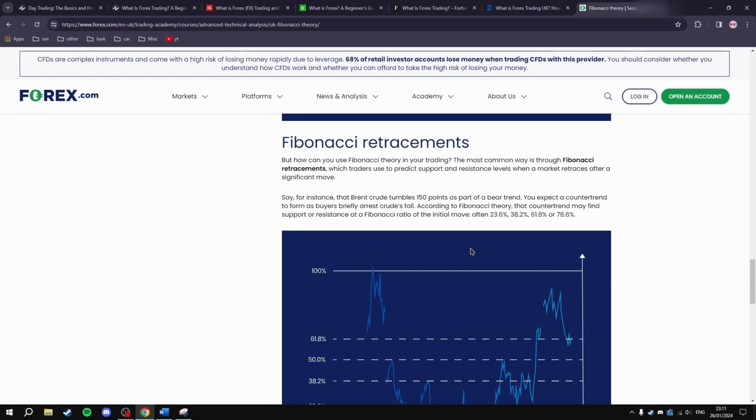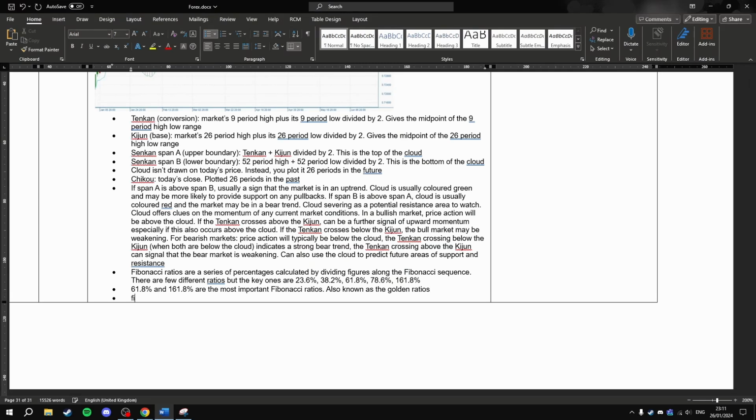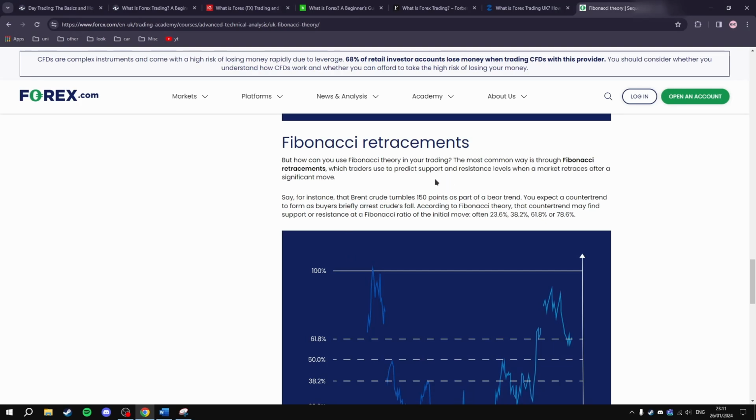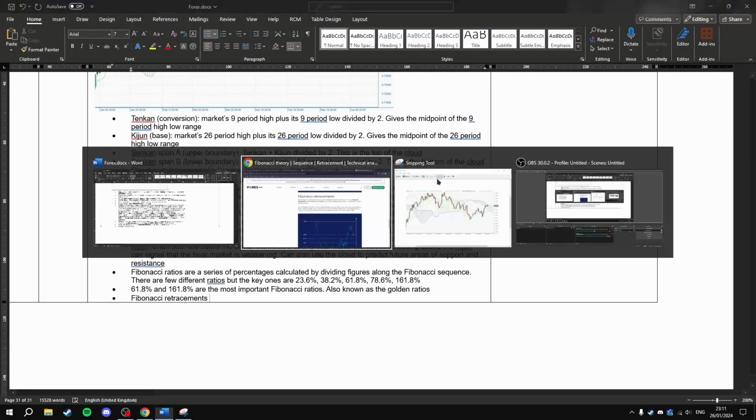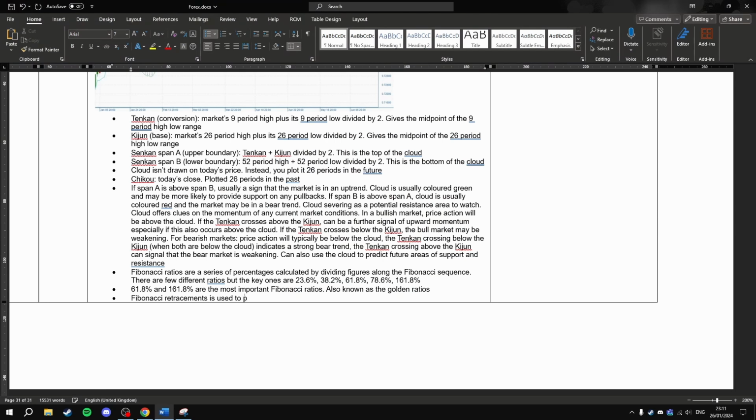Fibonacci retracements. But how can you use the Fibonacci theory in your trading? The most common way is through Fibonacci retracements, which traders use to predict support and resistance levels when the market retraces after a significant move.